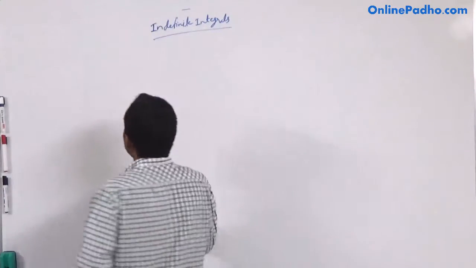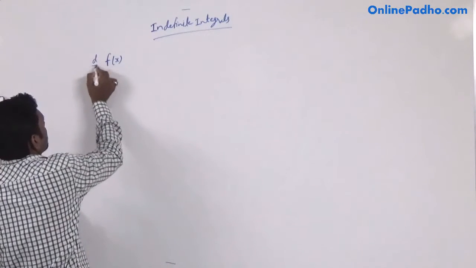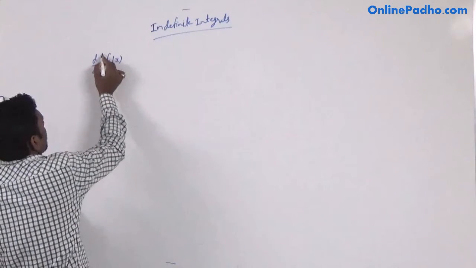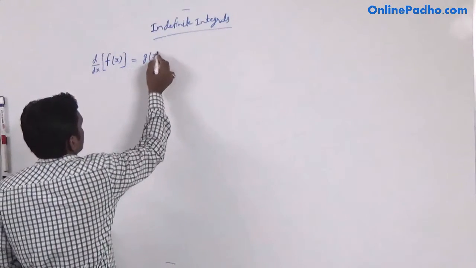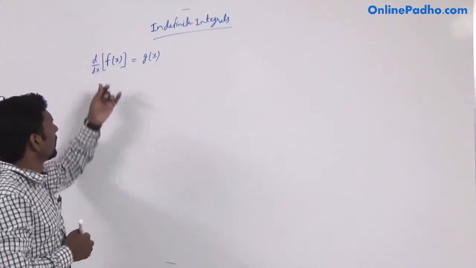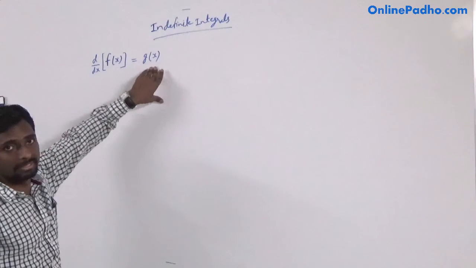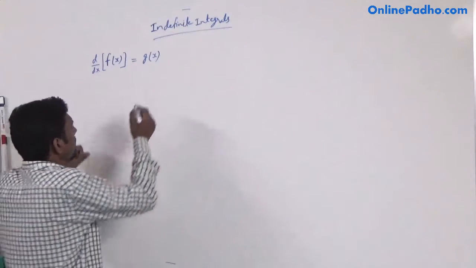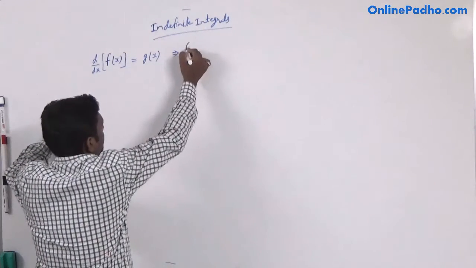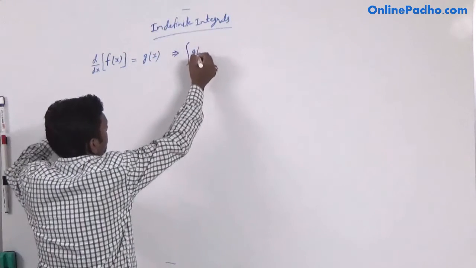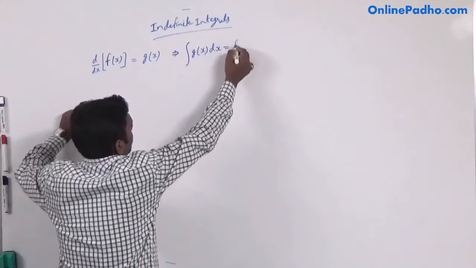Let us see, we have a function f(x) and you differentiate this function and it becomes g(x). If you find the antiderivative of this function, you will get f(x), and this antiderivative is called the integral, and this is the symbol for integration. So the integral of g(x) with respect to x can be written as f(x), right?